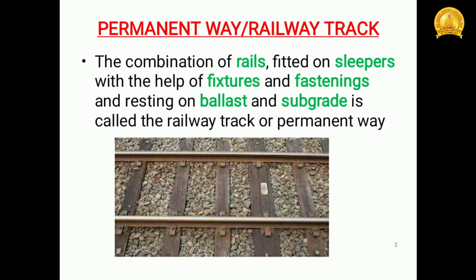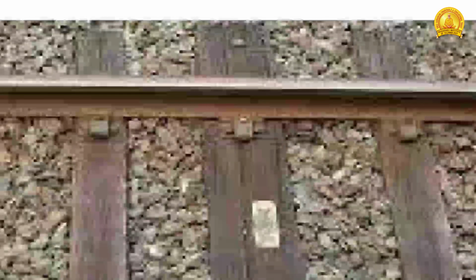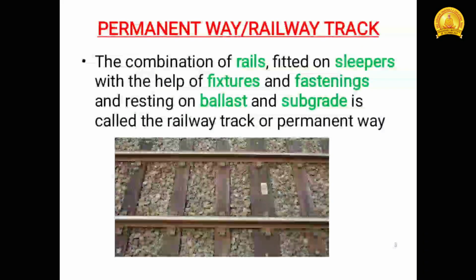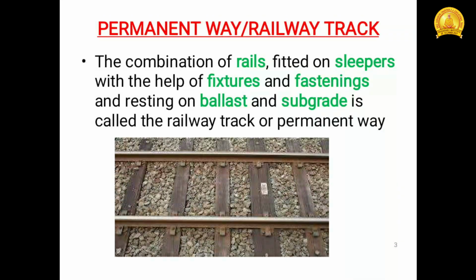And what are fixtures and fastenings? These are the fittings or arrangements provided to connect the rails to the sleepers or rail to rail. In this figure you can see a connection between the rail and the sleeper, and that connecting thing is termed what? Fixtures or fastenings. Clear? So these are the components of railway track: rails, sleepers, fixtures, fastenings, ballast and subgrade.